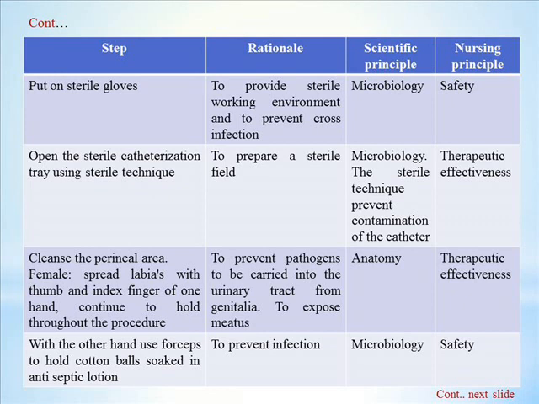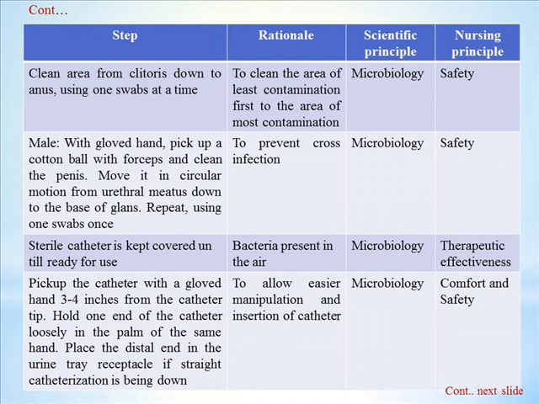Then with the other hand, we use forceps to hold the cotton ball soaked in antiseptic lotion to prevent infection. We have to clean the area from the clitoris down to the anus using one swab at a time, because we have to clean from the area of least contamination first to the area of most contamination. Here the clitoris is less contaminated compared to the anus.